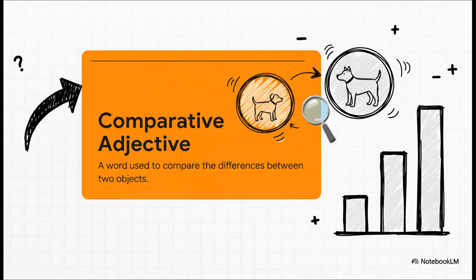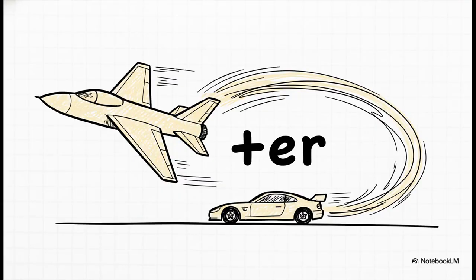And lucky for us, the tool we need for this job actually has a name. It's called the comparative adjective. Its entire reason for being is to solve this exact problem, comparing the differences between two things, and only two. And bam, here it is in action. The jet is faster than the car. Just by adding those two little letters, ER, we've completely solved the problem. Now the sentence is crystal clear, it's precise, and it tells us exactly which one has the edge.